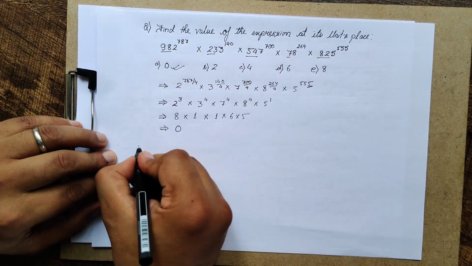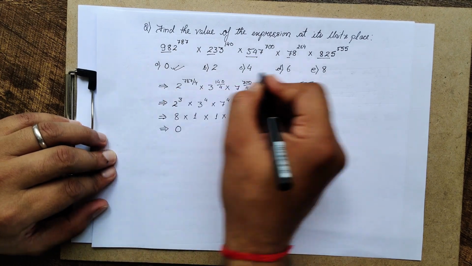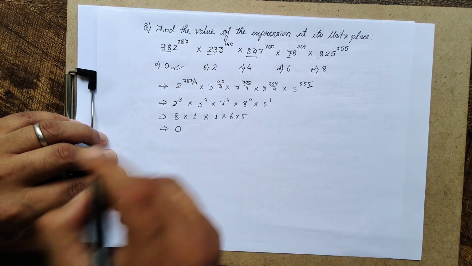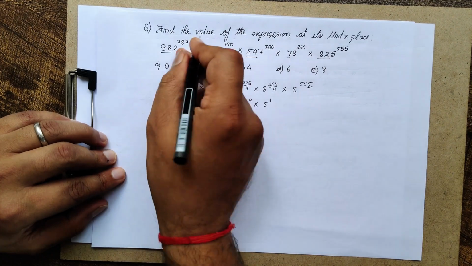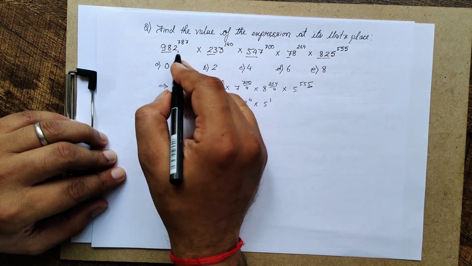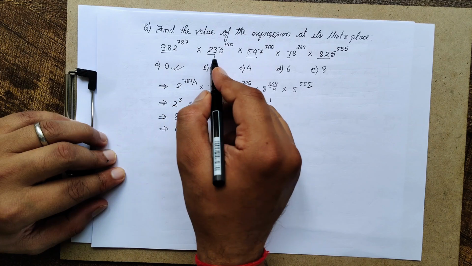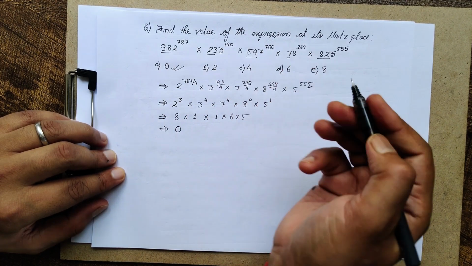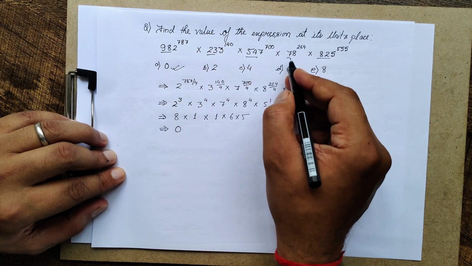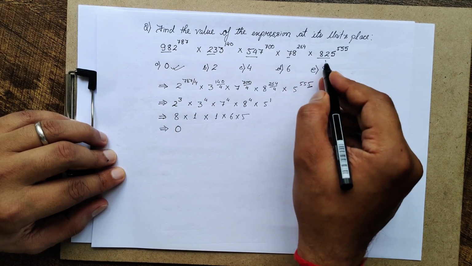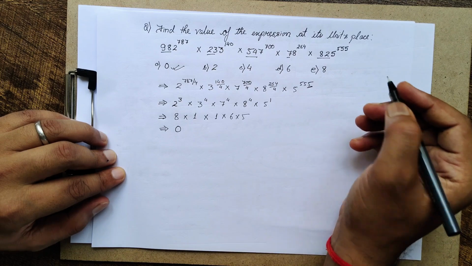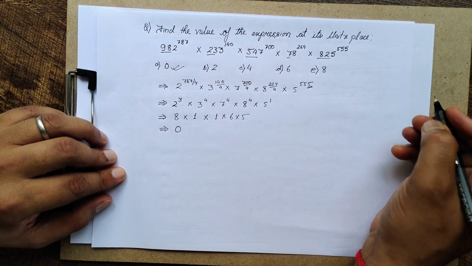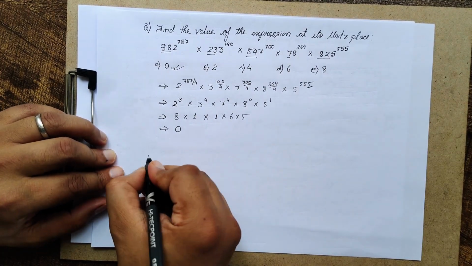Now suppose this question would have been changed. Okay, instead of multiplication, it would have been addition, which means 982 to the power 787 plus 233 to the power 140 plus 554 to the power 700 plus 78 to the power 264 plus 825 to the power 555. If it would have been plus, how our answer would have differed?